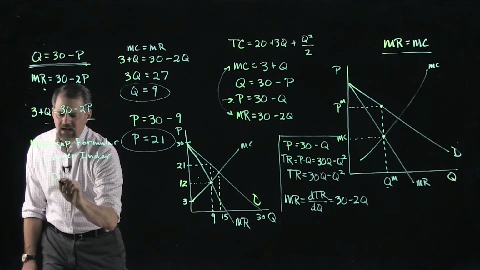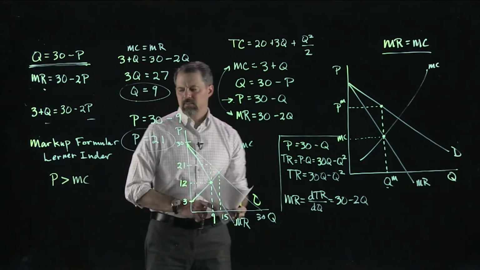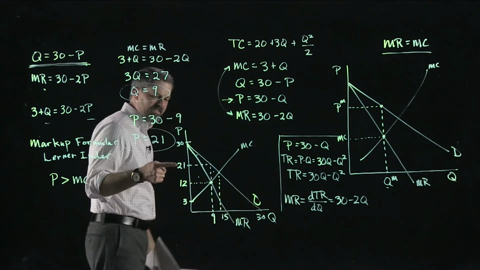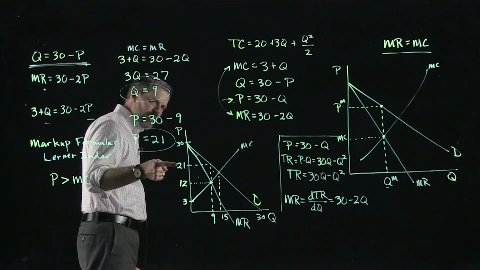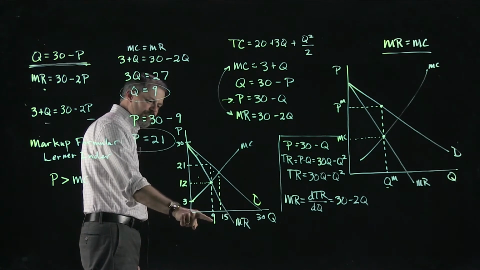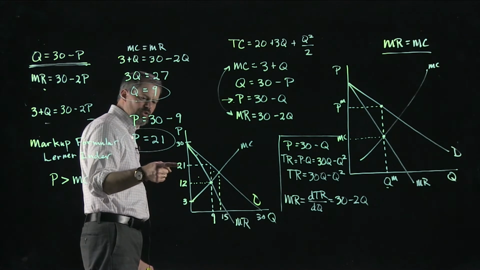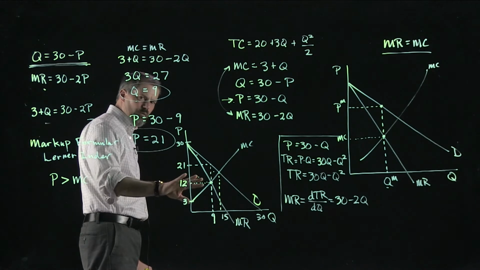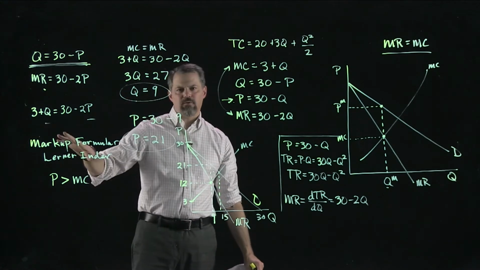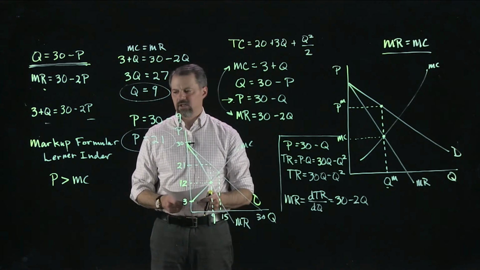So we call that the markup over marginal cost. A monopoly charges you a price that's greater than their cost of production. We can see it right here. The monopoly charges a price of $21, but the marginal cost of producing 9 units is only $12. They mark up this good $9 over their marginal cost. We can use the markup formula to figure out how much they can mark up the good.